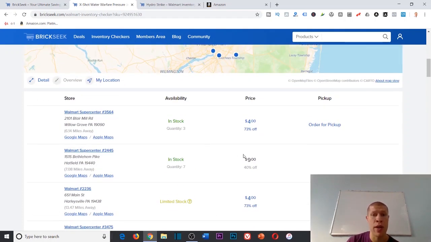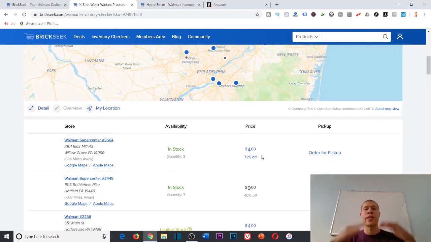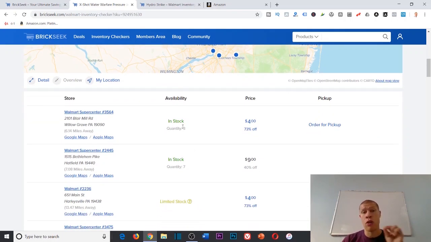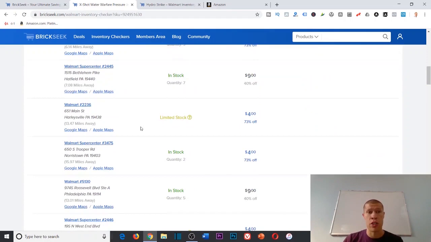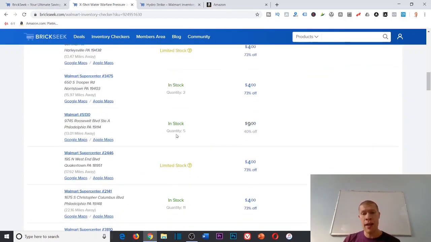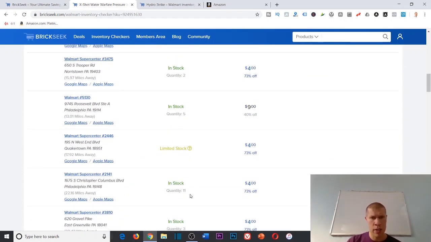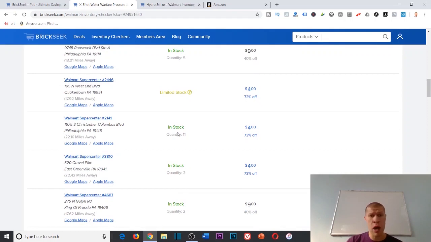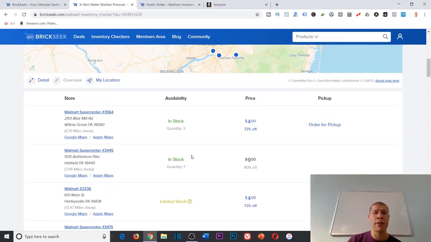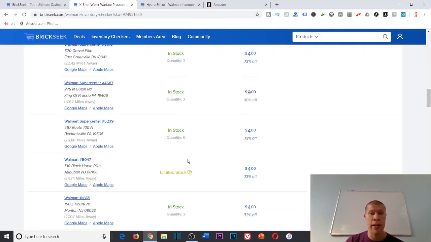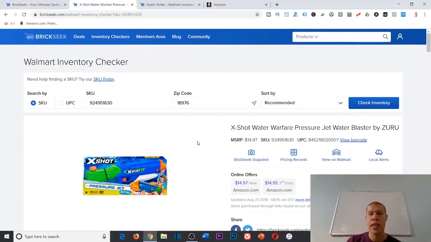Now, keep in mind, too, that this one is selling at $9 at this one. So I probably want to avoid that because all the Walmarts don't always have the same pricing. So that's why it's important to use Brickseek. But I could definitely go out and get 3 of these right here at Willow Grove, which is super close to me. And I could also get, where's the other one? Right here, Philadelphia, 11 of these. East Greenville, 3 of these. So there's a lot in stock of this potential product. It might be a good one if there's money to be made here.